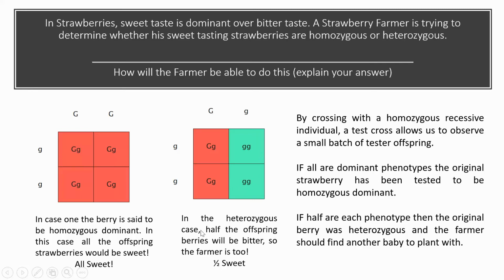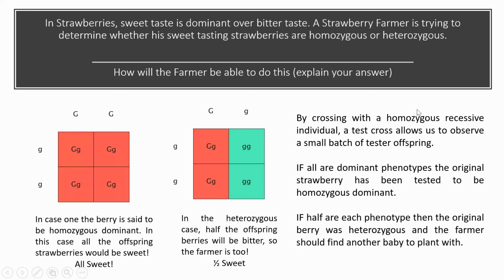But remember, for something to show the recessive phenotype, it has to get a recessive allele from either parent. Thus, if there's any recessive phenotype showing up, you know that the parent would have had one present. So here's like the spiel. In case 1, the berry is said to be homozygous dominant. In this case, all the offspring strawberries would be sweet. In the heterozygous case, case 2, half the offspring berries would be bitter, so the farmer is bitter too. More jokes. So basically, this is the explanation.